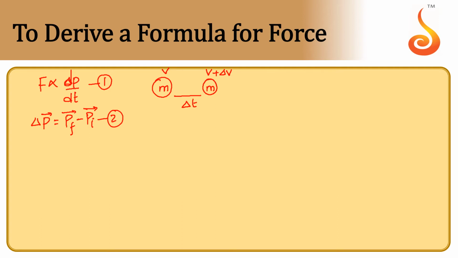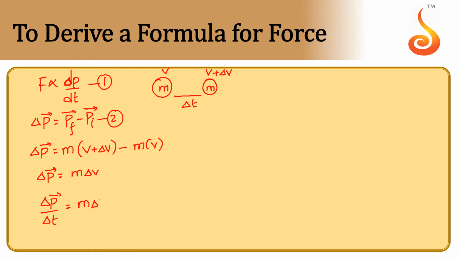So the final momentum of the ball is m into v plus delta v, minus initial momentum, which is m into v. So by simplifying, we get delta p is equal to m delta v. Divide both sides by delta t, then what we get? Delta p by delta t is equal to m into delta v by delta t. Let this be equation 3.